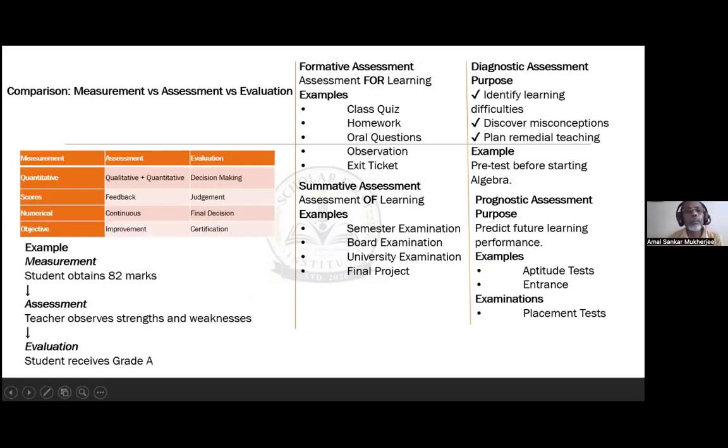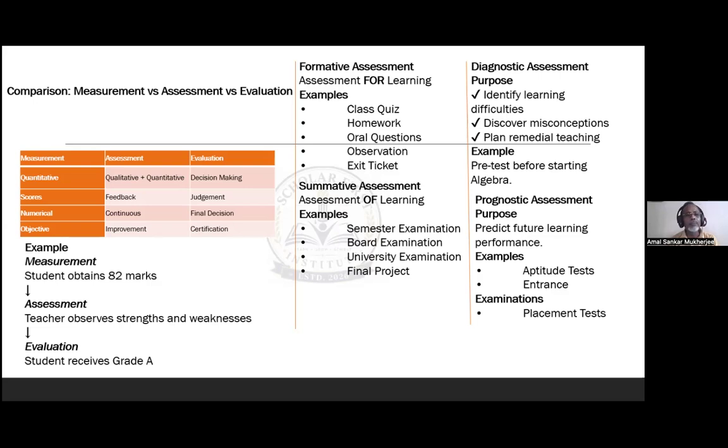Now we are giving a comparison of the three processes: measurement, assessment, and evaluation. First, measurement is quantitative. Of course, you are getting marks for it. It depends on scores, and it is numerical and objective. Assessment is qualitative as well as quantitative. That means observation, analysis, and then a particular numerical gradation is given in assessment. So assessment is qualitative and quantitative.